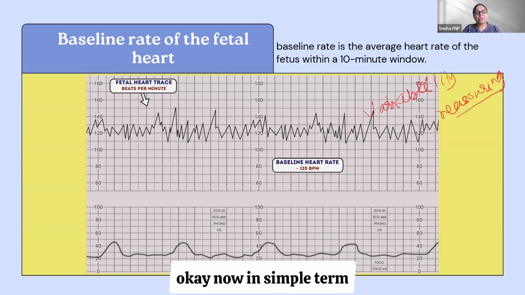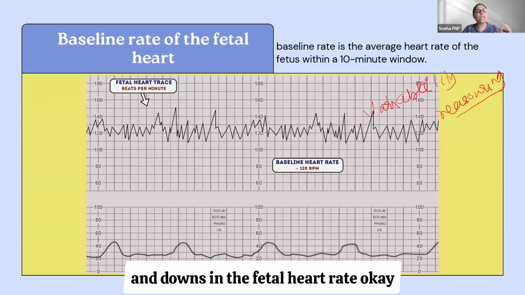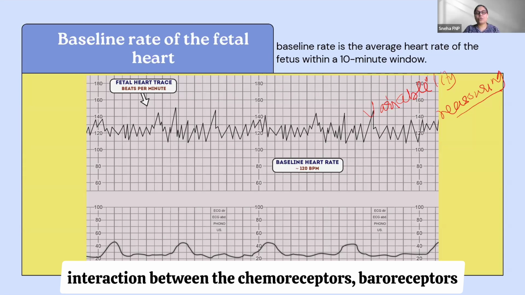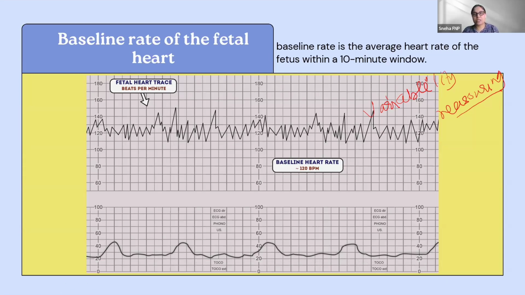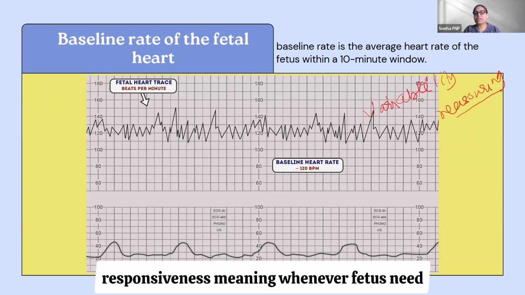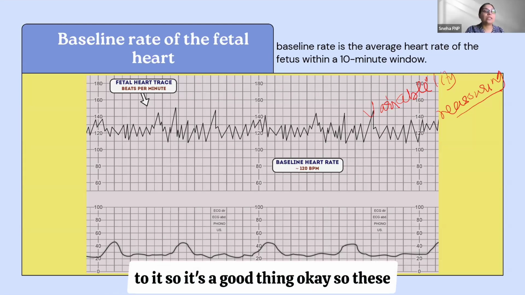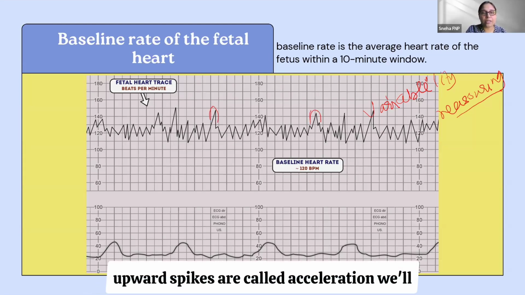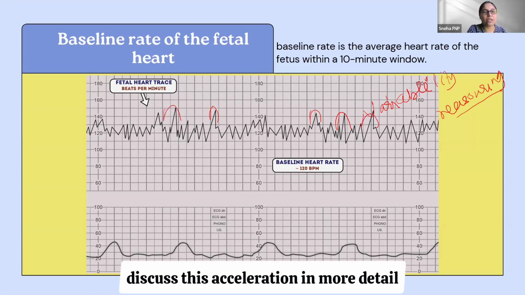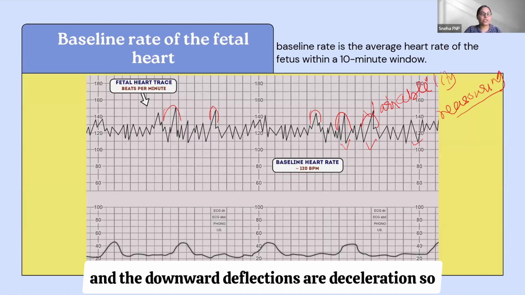Okay. Now in simple terms, variability is ups and downs in the fetal heart rate. Variability occurs as a result of the interaction between the chemoreceptors, baroreceptors, nervous system, and connection with the cardiac responsiveness. Meaning, whenever the fetus needs more oxygen, or there is increased oxygen demand, the heart rate is increasing. The heart is responding to it. So it's a good thing. These upward spikes are called acceleration. We'll discuss this acceleration in more detail, but these are accelerations, and the downward deflections are decelerations.